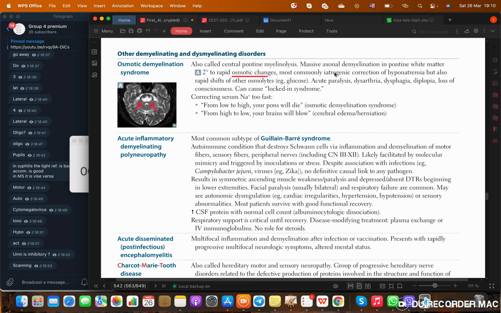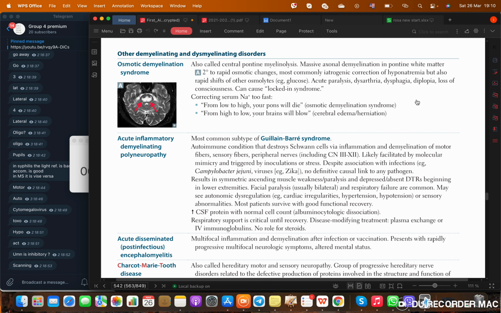Most commonly, iatrogenic, meaning it happens in the hospital. So it's an iatrogenic correction of hyponatremia, but also a rapid shift of other osmoles such as glucose. For example, somebody who has a really high glucose and you decrease it really, really quick. Okay, the patient can have acute paralysis, dysphagia, diplopia, and loss of consciousness.